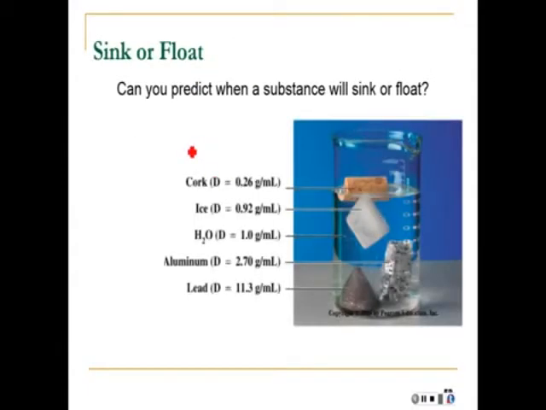Now we can use densities to determine if something would sink or float in a liquid. So here we have a beaker that has water in it. It's all water, and you notice some objects are floating, some are sinking. So the lead and the aluminum both sank in the water, and the ice floated right about at the surface, and the cork above the surface. And we can do that because things that have a density less than water will float in water for the most part, and those that have densities greater than water would sink.